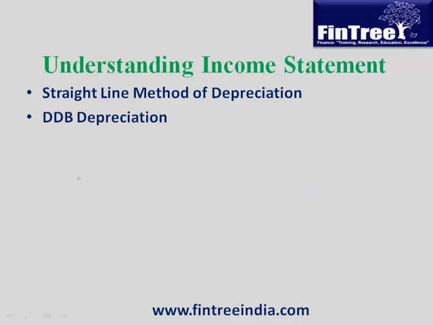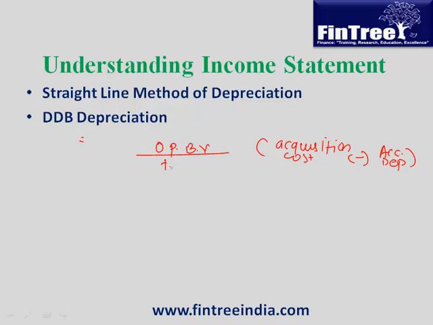Straightforward. Next method of depreciation is double declining balance. The formula for double declining balance is opening book value. Okay, now this is not the acquisition cost. Opening book value means the acquisition cost, that means the price at which you purchased, minus the accumulated depreciation, whatever amount of depreciation that has been charged so far, divided by total life of the asset, not remaining useful life, multiplied with 2.